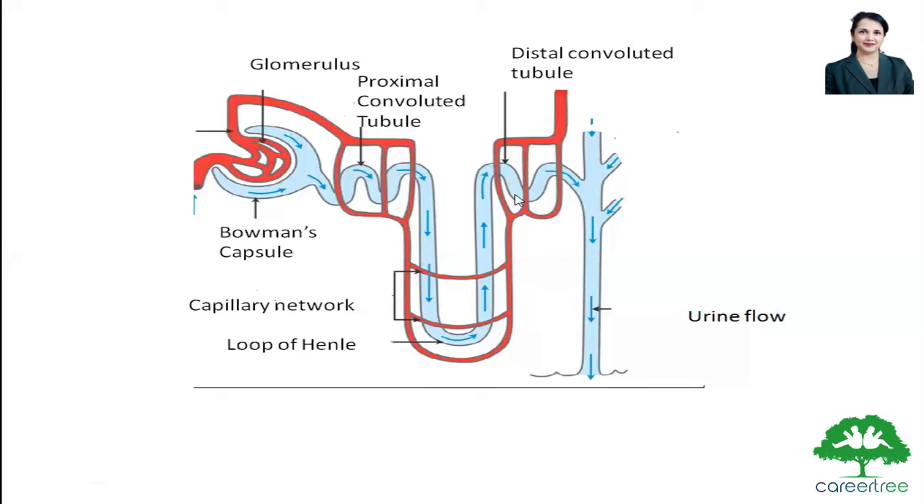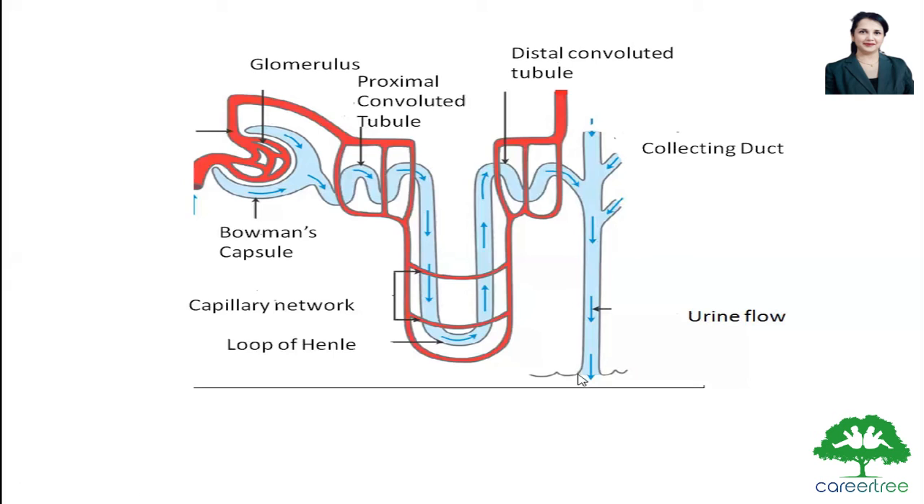After the loop of Henle comes the distal convoluted tubule, also called the DCT. The loop of Henle leads into the distal convoluted tubule. Distal means farther, that is, farther or away from Bowman's capsule.